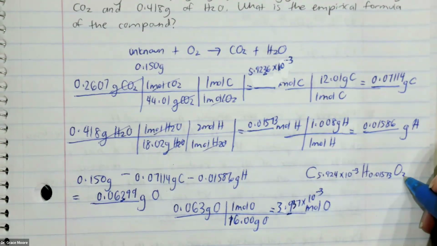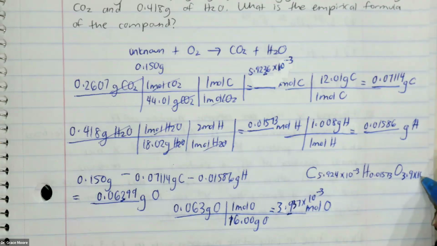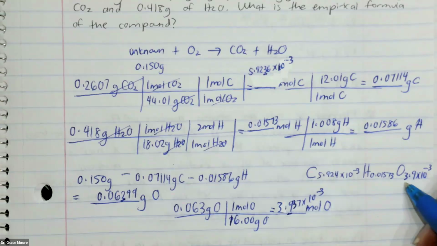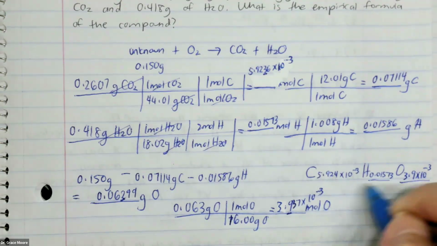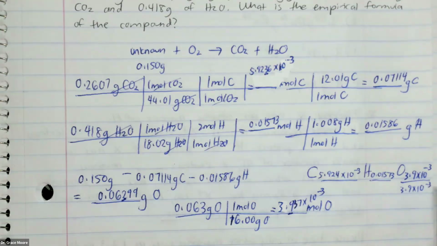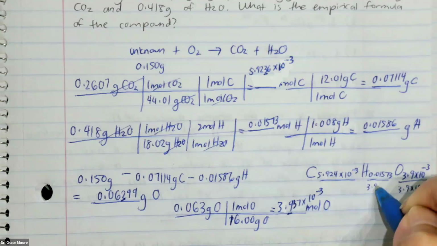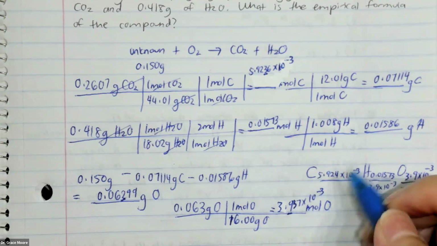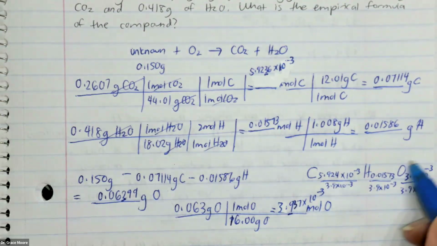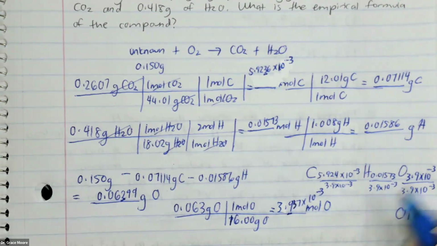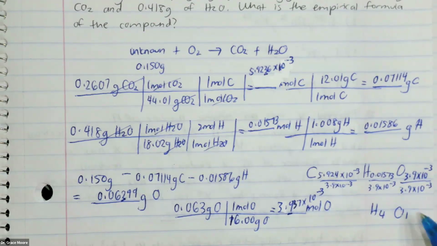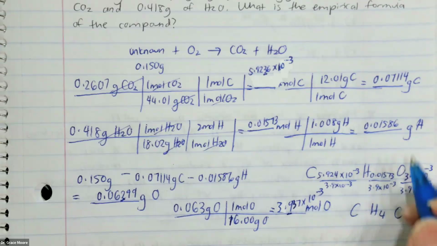All right, now 3.9 times 10 to the minus 3. So that's the smallest number, so everybody will divide by the smallest number. 3.9 times 10 to the minus 3 divided by 3.9 times 10 to the minus 3. And you'll see this one, obviously O is 1. Hydrogen, you're going to get 4. And then carbon, you're going to get 1.5.